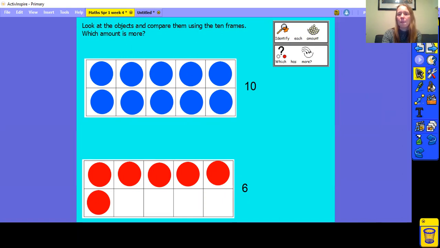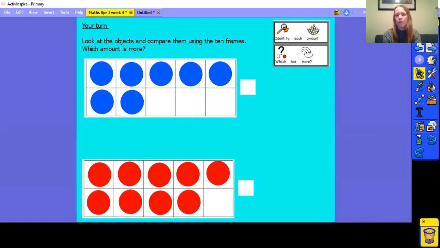Well done. Now it's your turn. Have a look at the different amounts. Count the blue counters, count the red counters, and then work out which one has more. Pause the video while you do that.